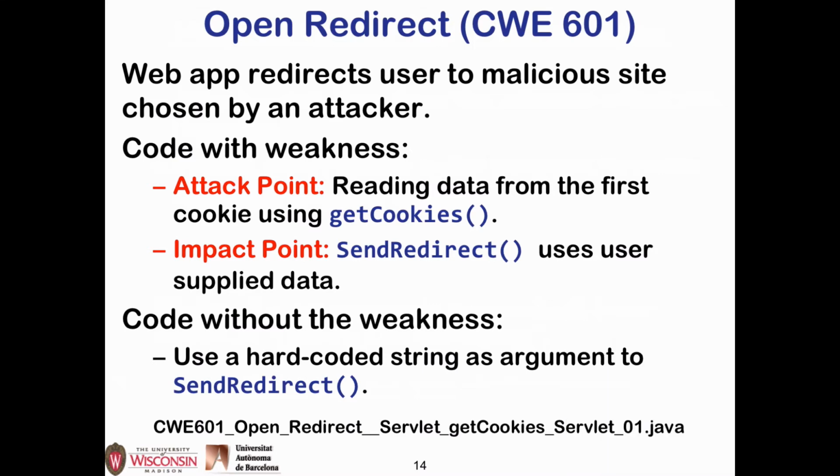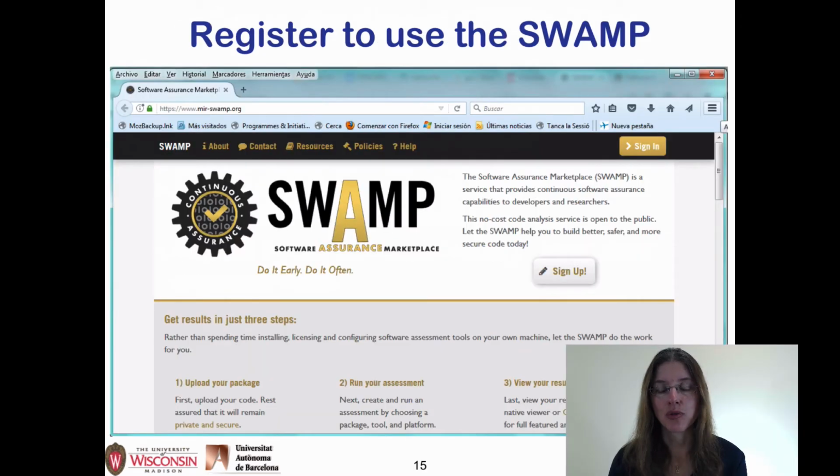One way to mitigate this vulnerability is to use a hard-coded string for the send redirect method. Obviously, this is not always possible. If you can't use a hard-coded string, another way of dealing with this weakness will be to use a white list of trusted URLs. In other words, only allow the server to redirect a request to a predetermined and known-safe set of web servers. So, we are now ready to use the Swamp.